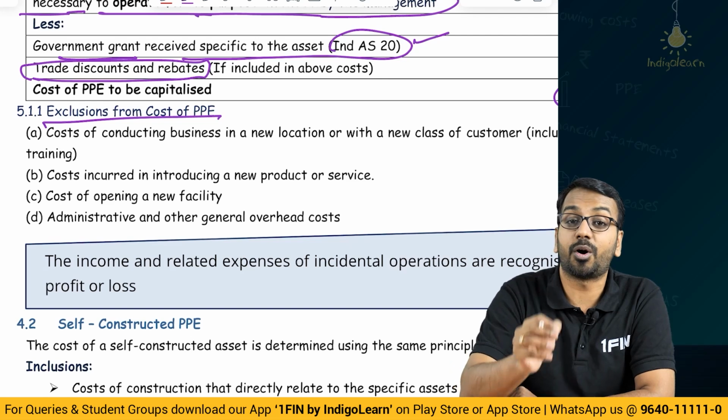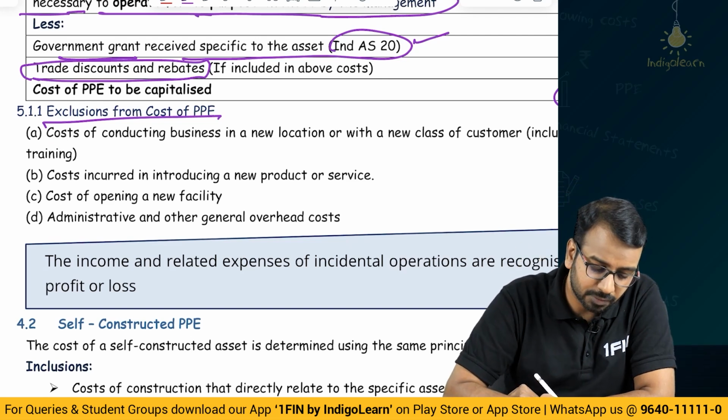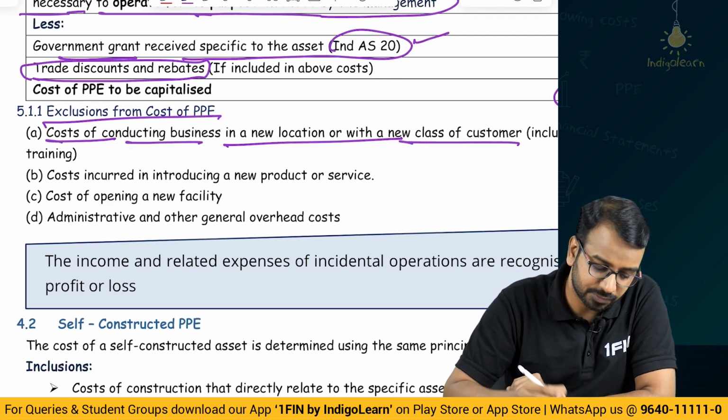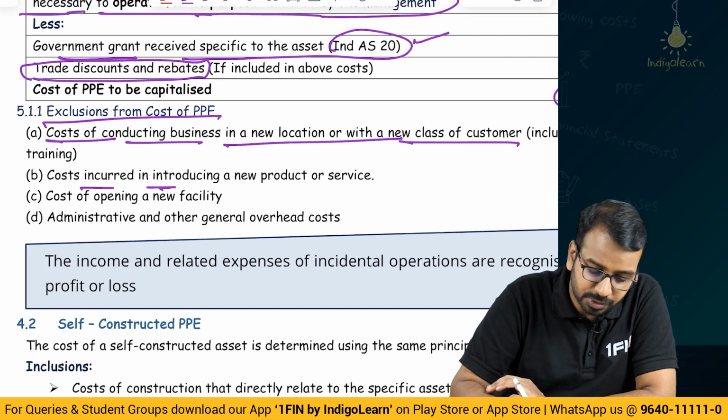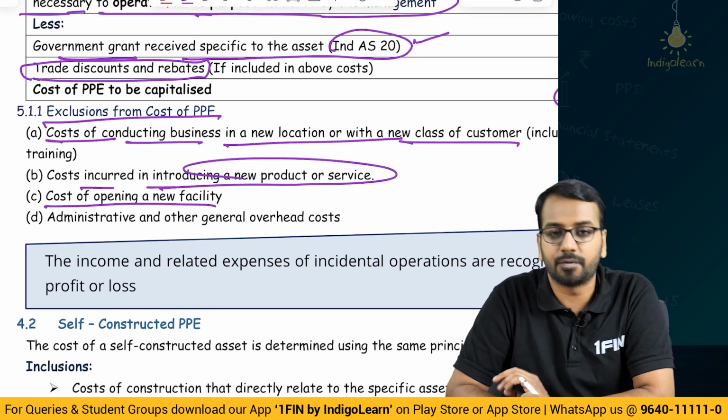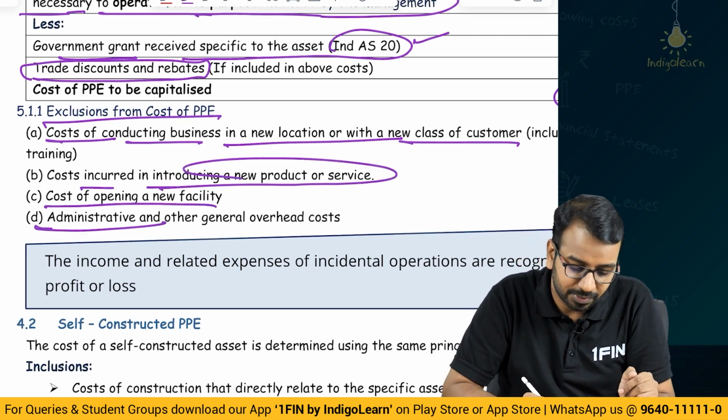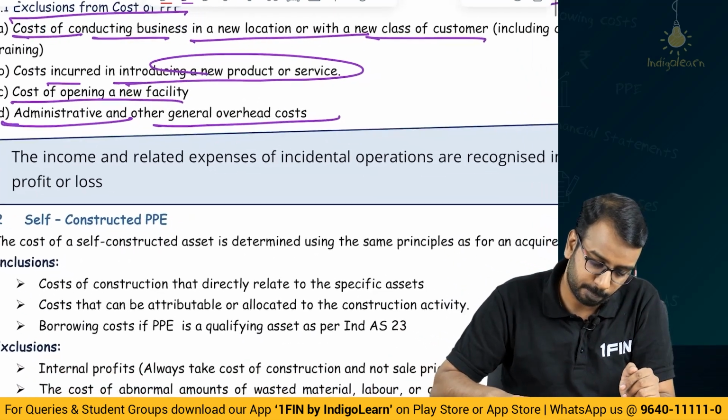What are the exclusions? Important from your MCQ point of view. Cost of conducting business in a new location or with a new class of customer, any cost incurred in introducing a new product or service, cost of opening a new facility, ribbon cutting and all, administrative and other general overhead expenses.